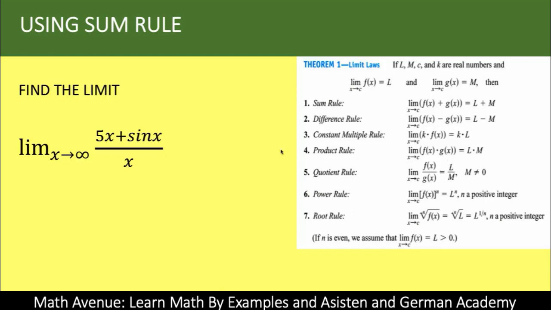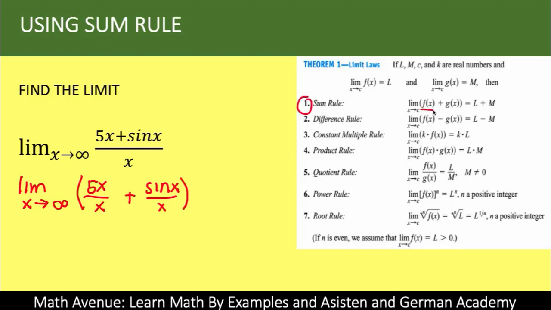What we're going to do is use these properties of limits, or the limit laws, in order to re-express this 5x plus sine x over x. So we'll have the limit as x approaches infinity, and we're going to split this into two terms: 5x over x plus sine of x over x. So what we did is divide each of these terms by x. Now this form is similar to the sum rule, where 5x over x is our f of x, and sine x over x is our g of x.